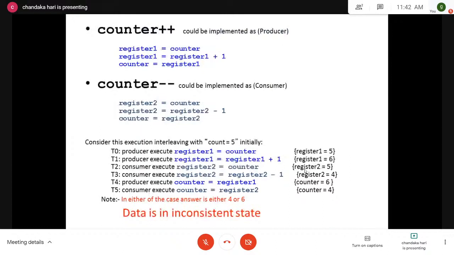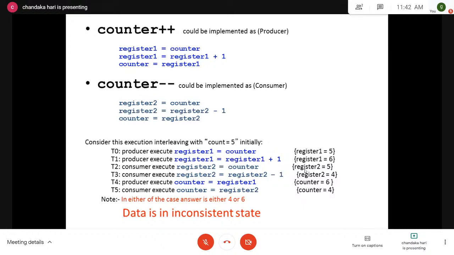So in order to overcome this inconsistent state, we use process synchronization. So what is an inconsistent state? Counter is a variable which is shared by producer and consumer. If you are not using any proper security mechanism for this variable, the data is inconsistent. So whatever techniques you use for protecting these variables so that they always provide a consistent value is called process synchronization.